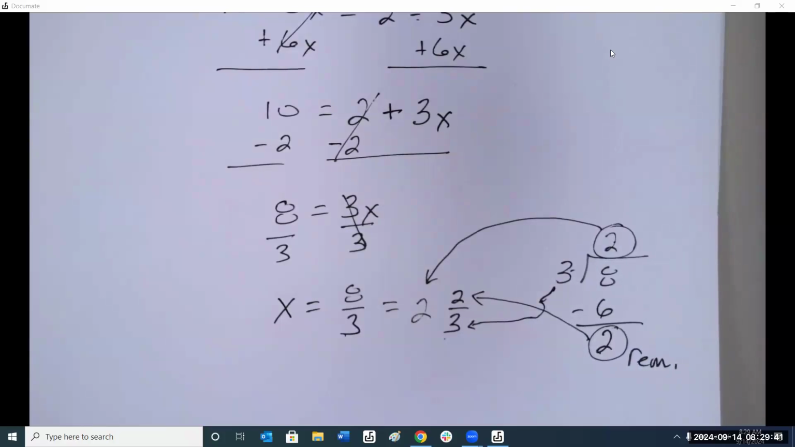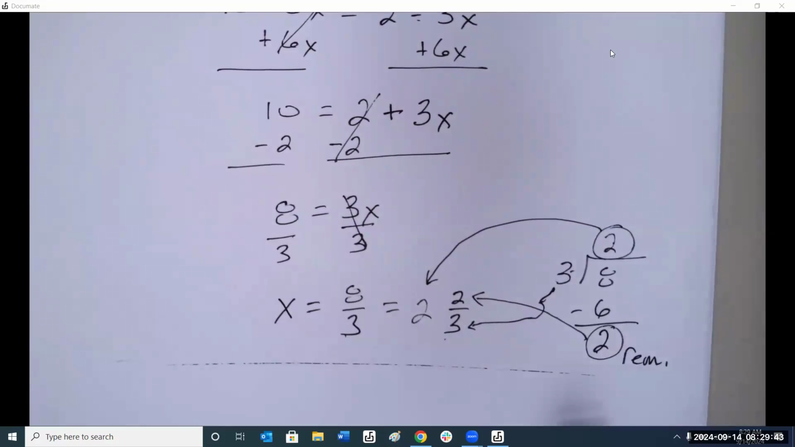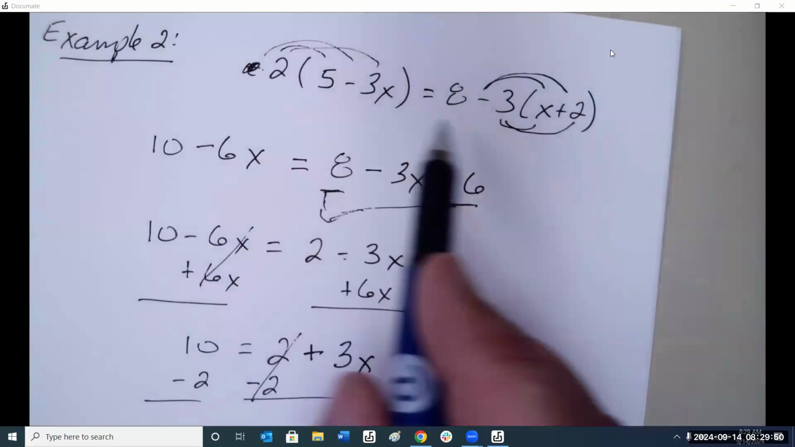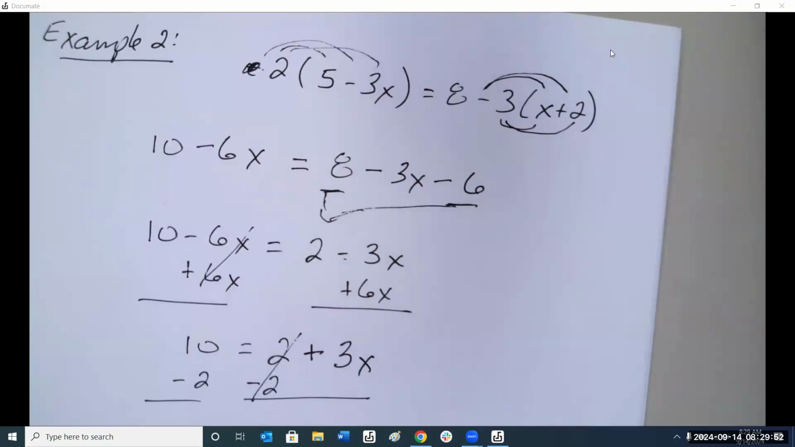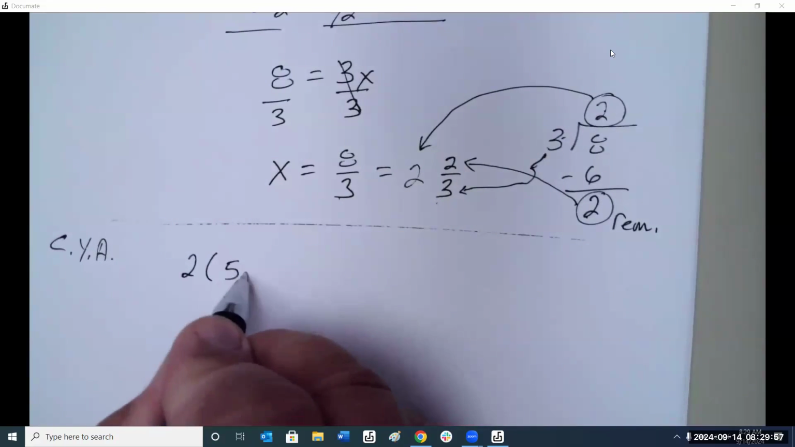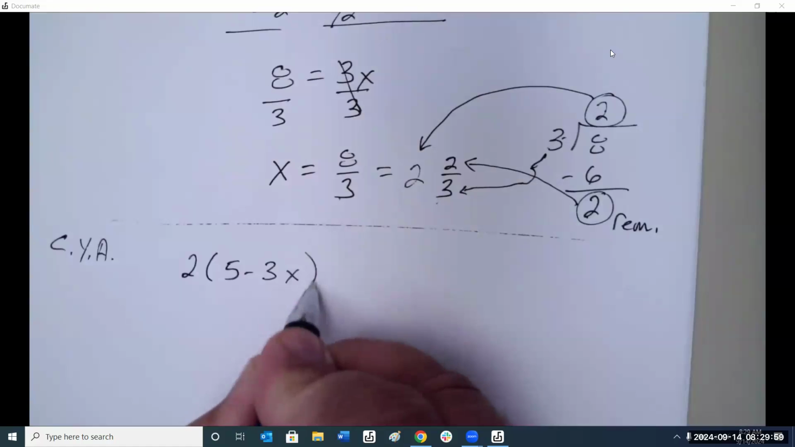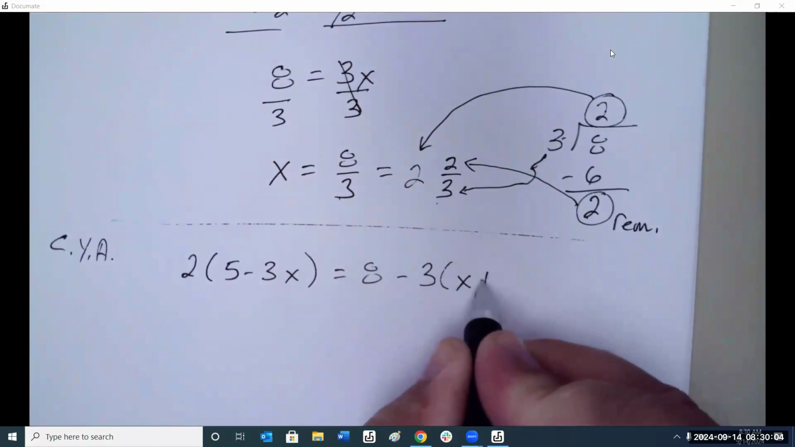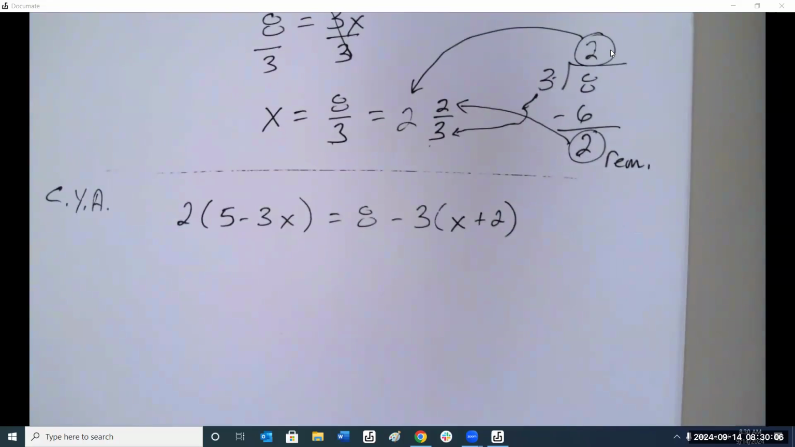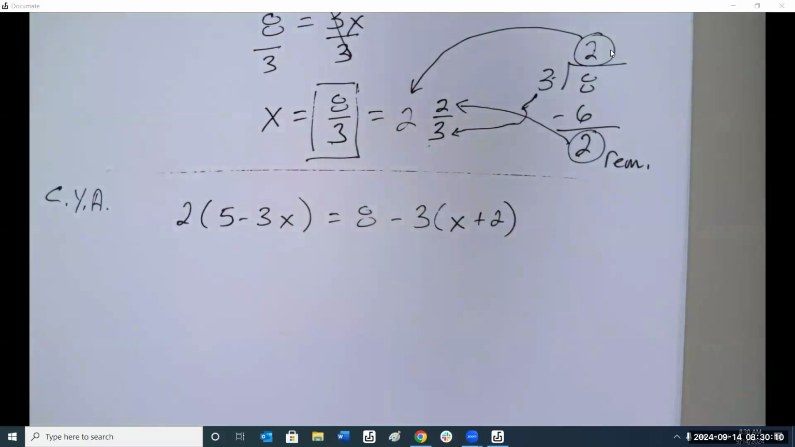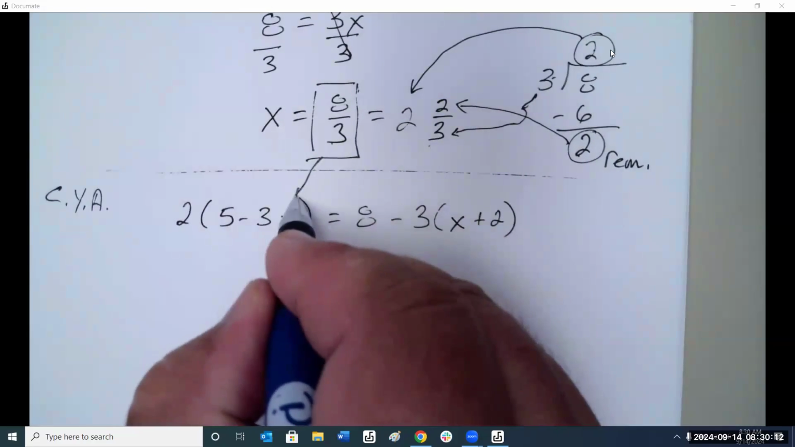Remember I said, check your answers? Let's go ahead and check our answer here. Always check your answers. So we're going to test this in the original equation. 2 times (5 minus 3x) equals 8 minus 3x plus 2. Let's plug in that number into x.